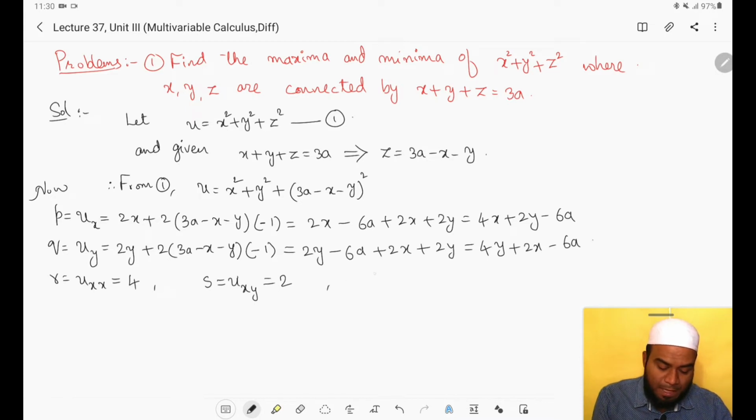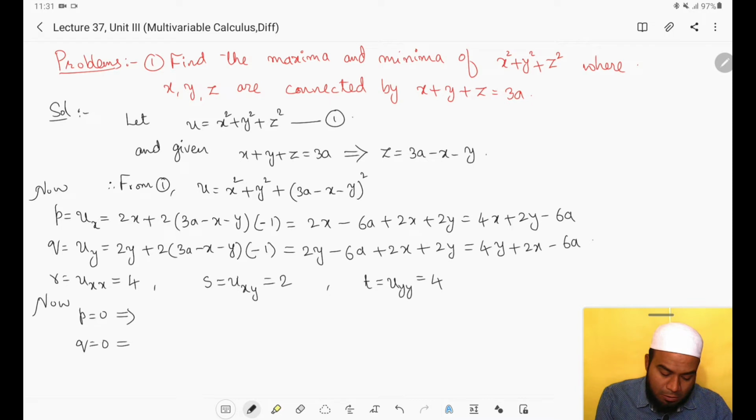So after r and s, last we have to find t, which is uyy. Already uy is 4y plus 2x minus 6a. We have to differentiate this with respect to y. We will get 4, plus 2x derivative is 0, minus 6a derivative is 0. So we got p, q, r, s, t. Then what we have to do now? We have to equate p equals to 0 and q equals to 0.